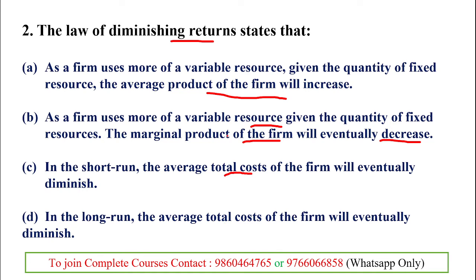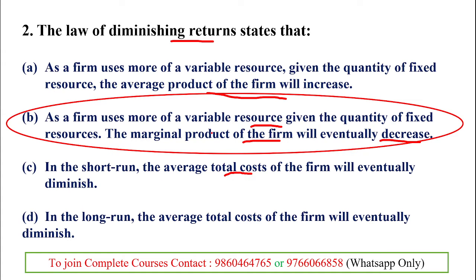Here the law of diminishing returns states that when we use more resources, beyond the limit, the marginal product of the firm will decrease. So the answer is option B. With variable resources added to a given quantity of fixed resource, the marginal product of the firm will eventually decrease.